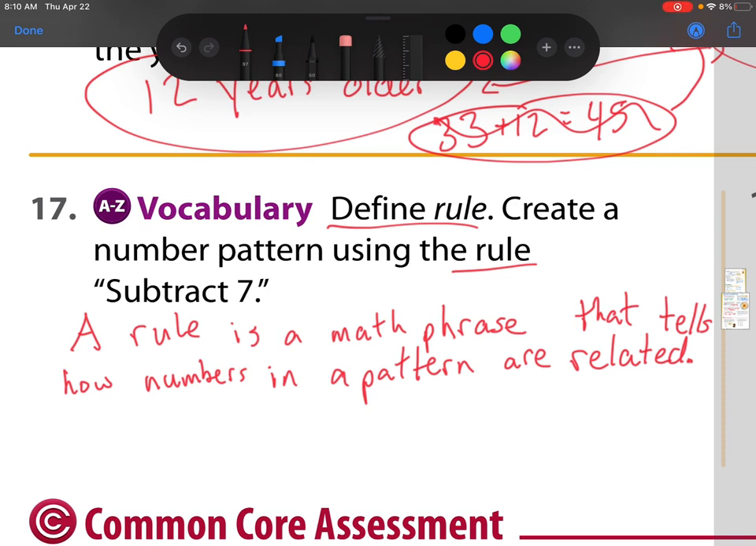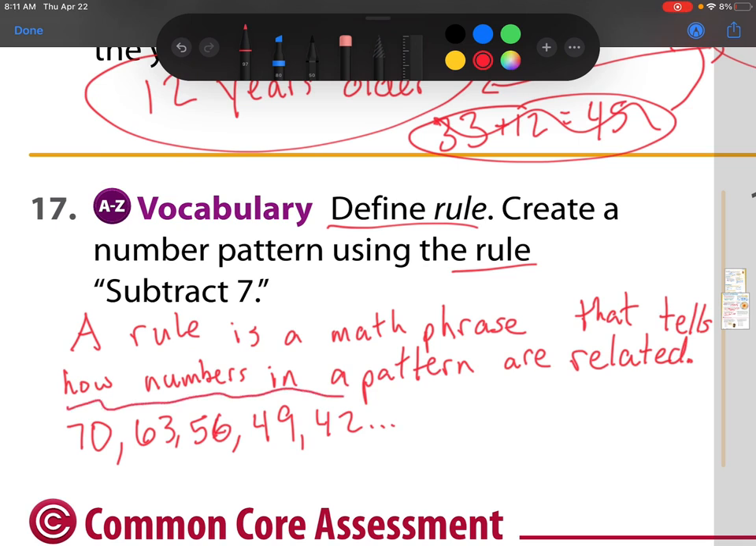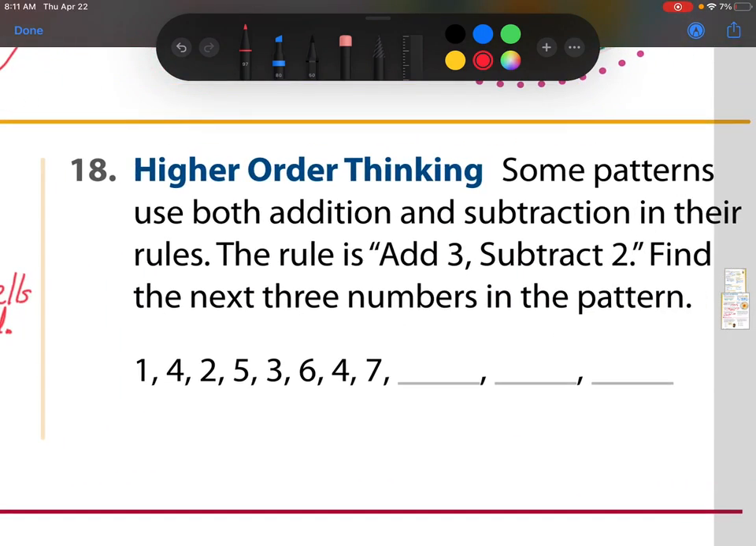So let's start with just some random number. I'm going to start with 70. And then using that rule of subtract 7, it would be 63. Subtracting another 7 is 56. Subtracting another 7 is 49, 42, and so on. Now, why did I pick this one? Well, it's easy because a feature of this pattern is they're all multiples of 7. So as long as I knew my 7s facts, I'd be okay with it.